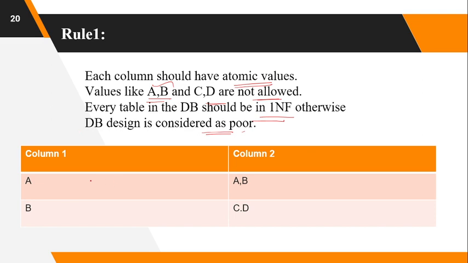Now let's see this example. In this table, we have column 1 and column 2. In column 1 we have a single value, an atomic value A. Then in the second record we have the value B.